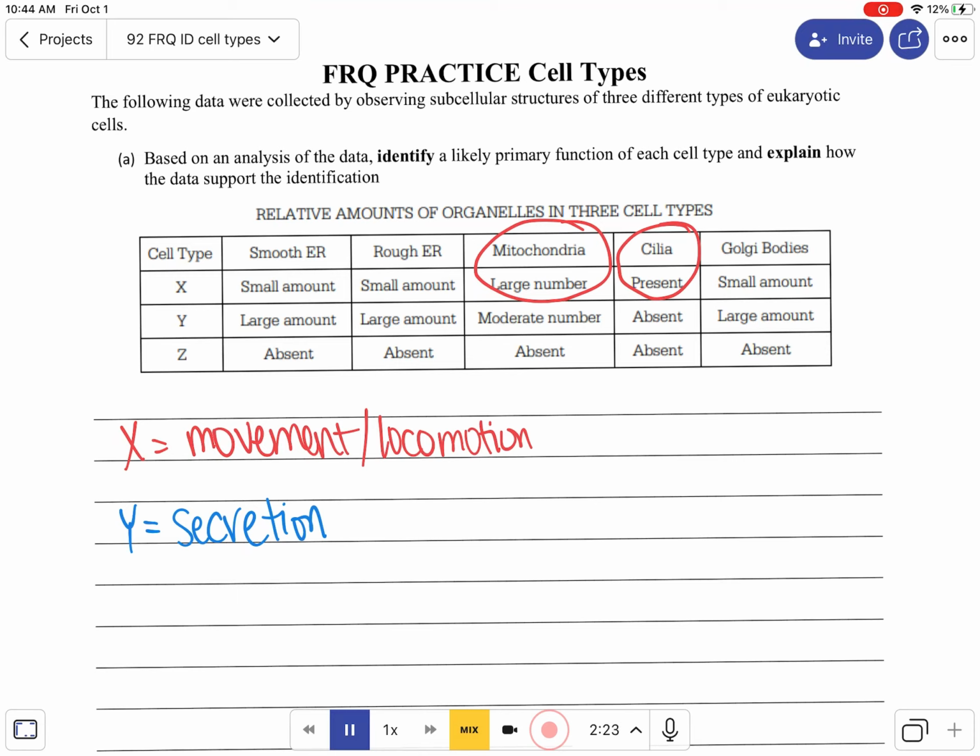The last cell, cell Z, you'll notice is absent, absent, absent, absent, absent. It has none of the organelles. So you might think that it's a prokaryotic cell. However, in the prompt, they tell you that they are eukaryotic.